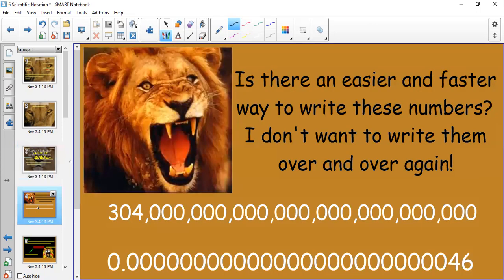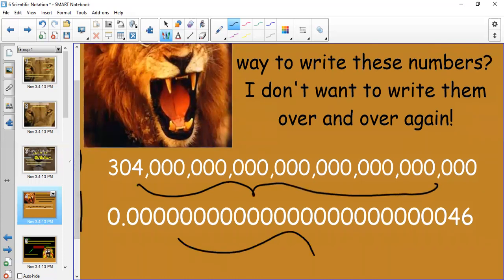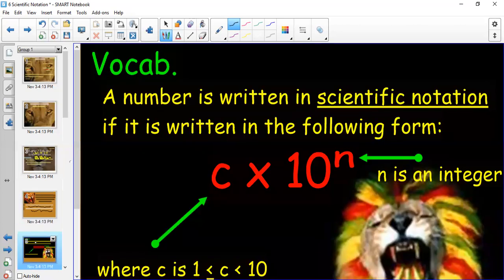All right, first off, I asked the class today: where would you use scientific notation? Like, what is it for? The whole point of scientific notation is to take these really big numbers like that, or really, really small numbers like this number, and shorten them, because that is a lot of zeros. There is a quicker way to write these, and that is what scientific notation is for.